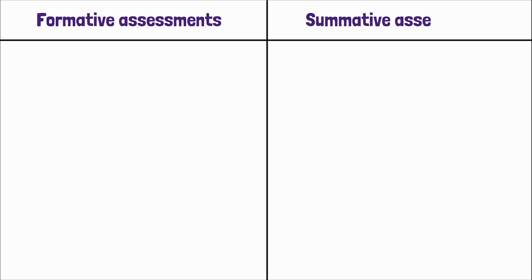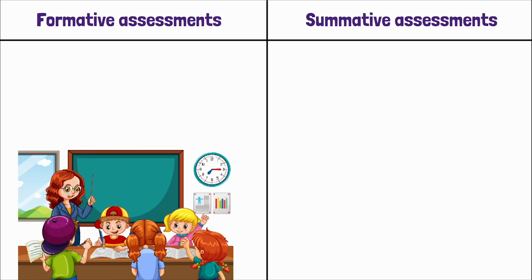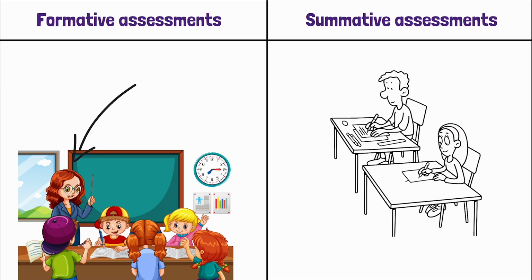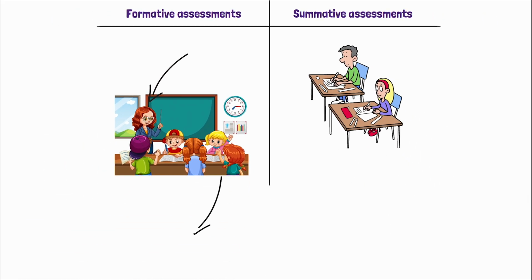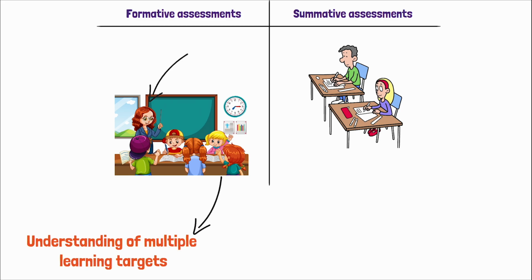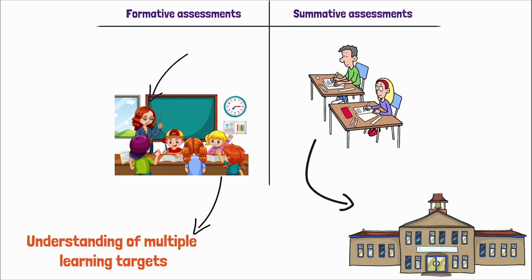Assessing science learning involves both formative and summative assessments. Formative assessments provide ongoing feedback during the learning process, helping teachers adjust instruction to meet students' needs. Summative assessments evaluate student learning at the end of an instructional period. Performance assessments measure understanding of multiple learning targets, while large-scale assessments inform school and district-level changes.